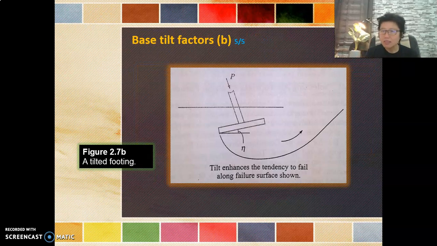And the last but not least factor we're going to talk about is the base tilt factors. No matter how carefully we try to excavate, have a flat base, put in the formwork, and cast the concrete, you sometimes still end up having a tilted foundation. Again, logic will tell us that having a tilted base and being loaded from the top is not going to be helpful. And the greater the tilt, the greater the tendency of the foundation to fail on the other side of the tilt. Can you imagine that? So that is what we have for the tilt factor.